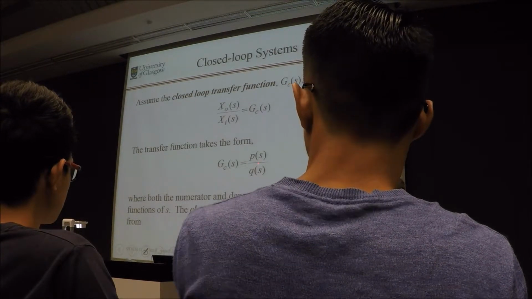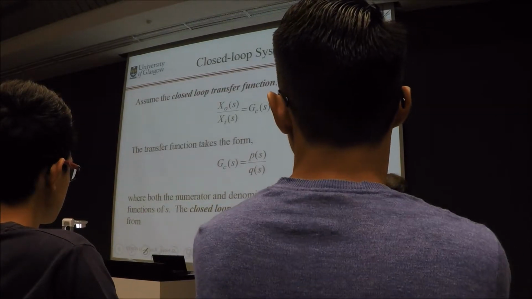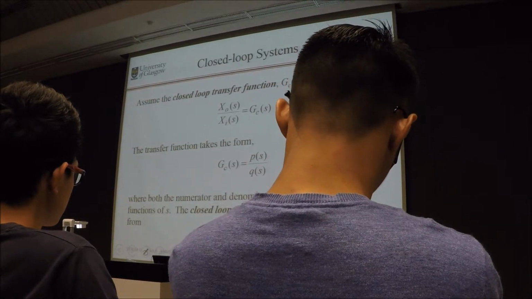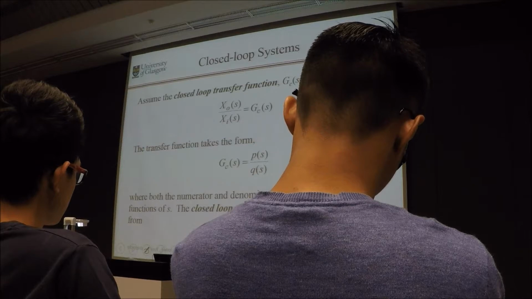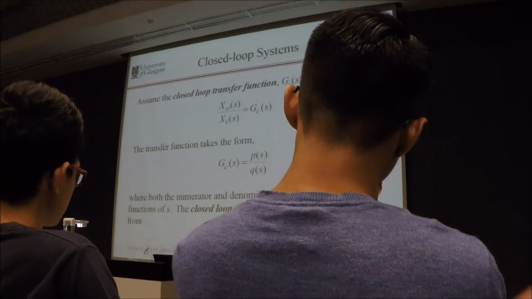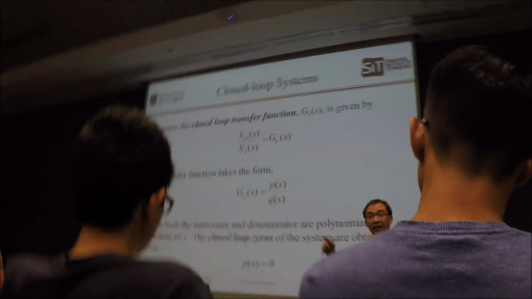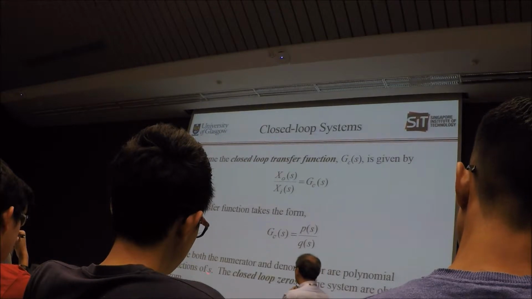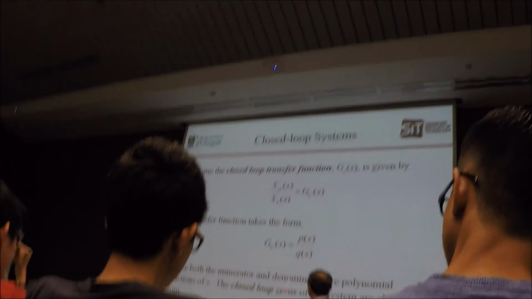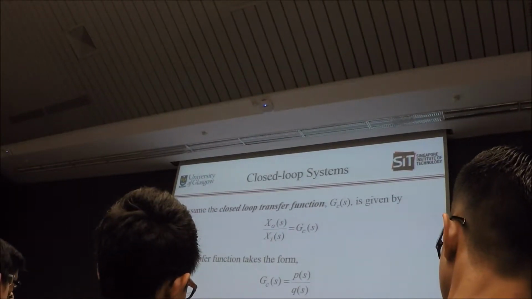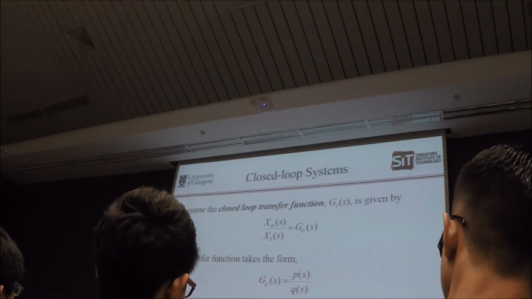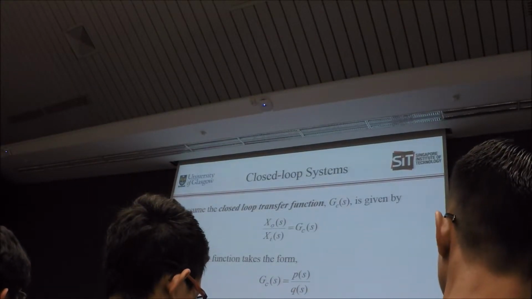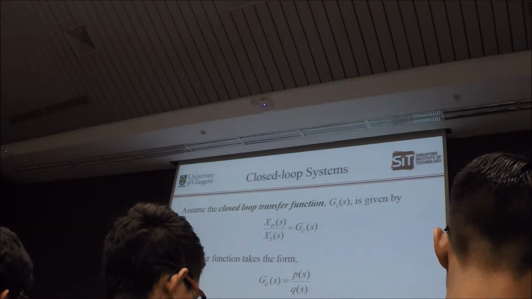Both your numerator and denominator are polynomial functions of s. That means it's a complex function, because your s can be sigma plus or minus j omega d, where sigma is zeta omega n, and omega d is omega n multiplied by the square root of 1 minus zeta squared. So it's a complex valued function. In a way, what will be your closed loop zero? The closed loop zero of the system is obtained when you set the numerator polynomial equal to 0. Agree?